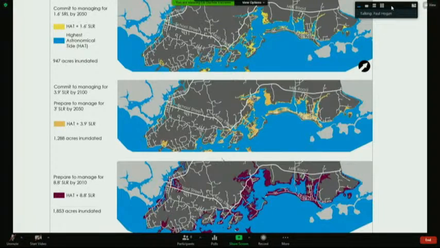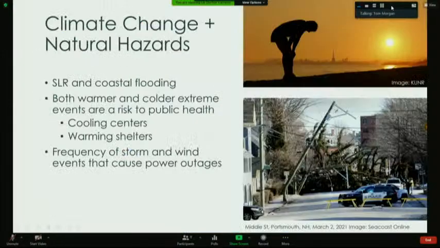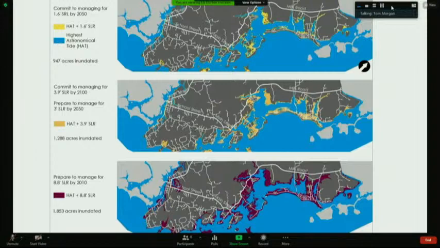Got it. Thank you. Yeah, I was going to comment on that too. You probably noticed a big difference in the state recommendations for the 3.9 feet commit to manage and 8.8 feet prepare to manage. That's huge. And the difference is that the state is recommending you apply the latter standard to critical infrastructure, whereas the first one is for ordinary land development. And at this point, it's just a recommendation from the Climate Council, but I'm pretty sure it's going to end up being an administrative rule or perhaps even a state law.